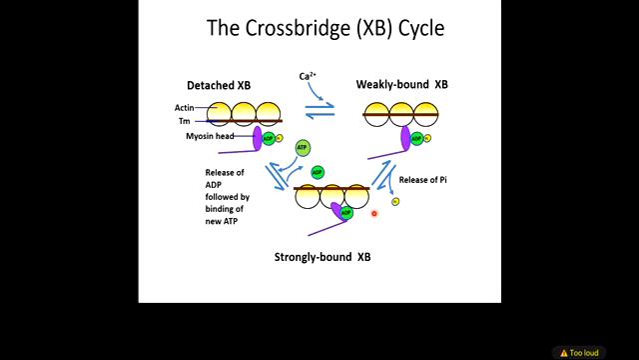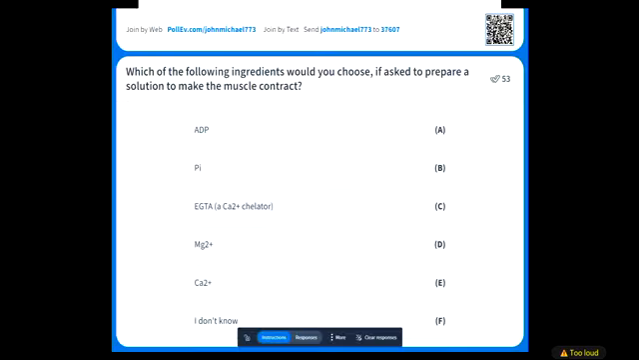So, if you were asked to make a solution to make the muscle contract, which would you add in here? Would you add ADP, inorganic phosphate? Would you add maybe EGTA, which will remove calcium? Would you add magnesium, calcium? What do you think is necessary for the muscle to contract?